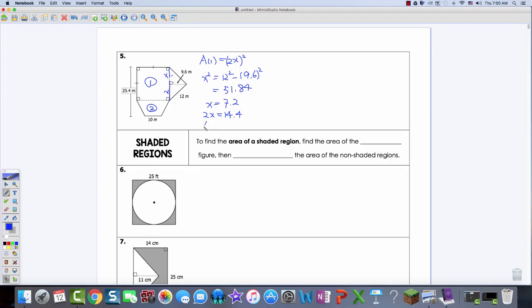So now I can plug it back into my 2x here and square it. My first area is done. And I should have 207.36. That's my rectangle. Okay.